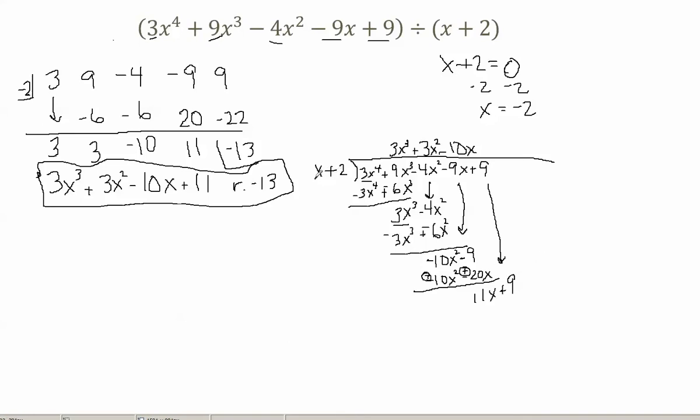Now I have to multiply the x by 11 to actually have 11x squared. 11x down here, excuse me, 11x plus 22, and now I'm going to switch the signs, and I have negative 13, and I'm done. So you can see where everything has worked perfectly: 3x cubed plus 3x squared minus 10x plus 11 with your remainder of negative 13.